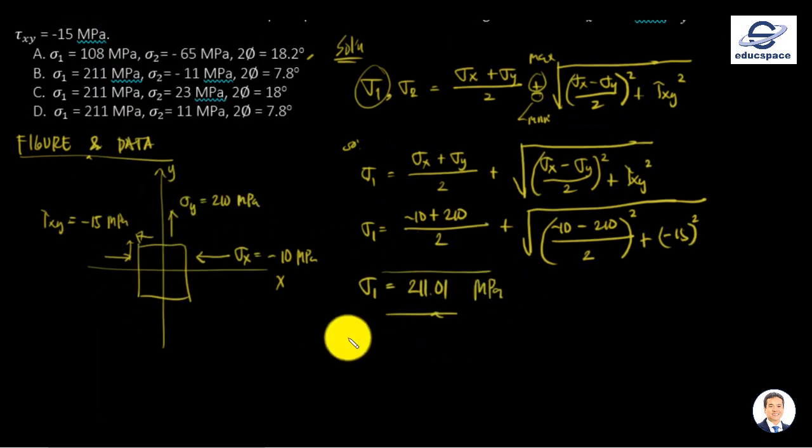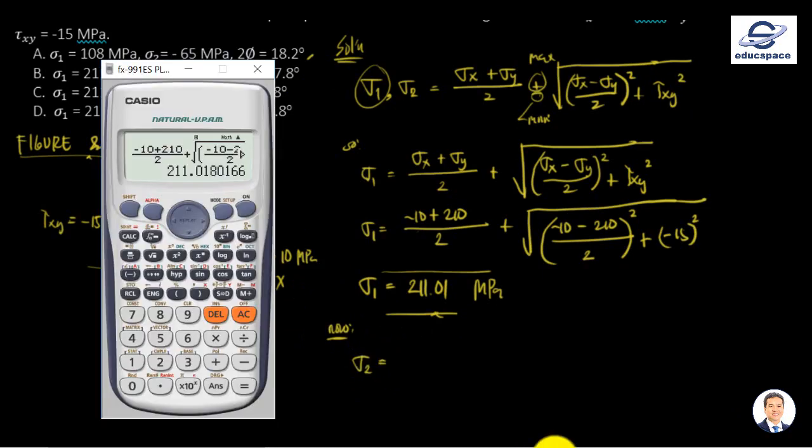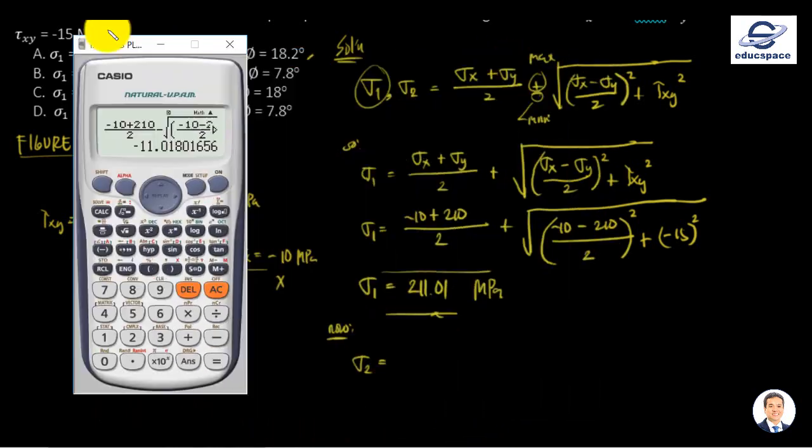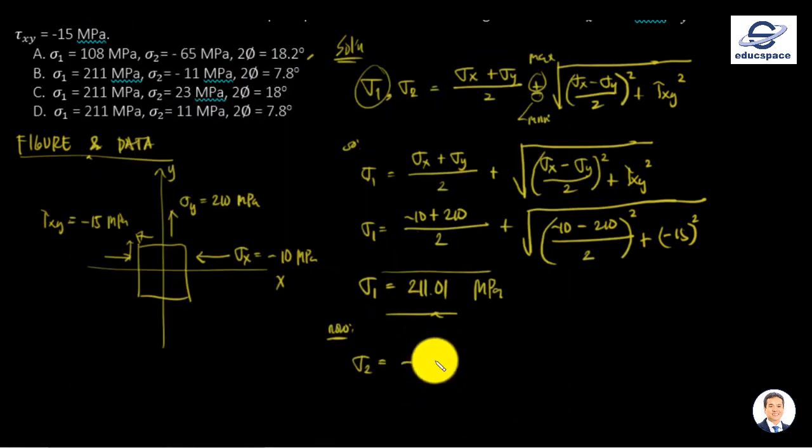megapascal. Now for the minimum principal stress, pwede natin gamitin yung same relationship, but this time gagamitin natin yung negative dito sa part na to. So minus, then equal sign, negative 11.01 megapascal. So may hint na tayo kung ano yung magiging sagot. That is letter B. So we have 211 positive maximum principal stress, and then minimum principal stress is negative 11 megapascal.